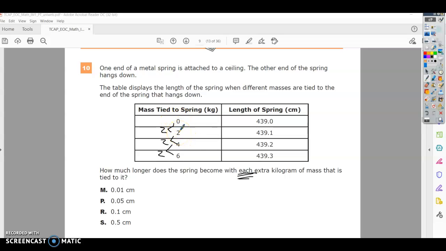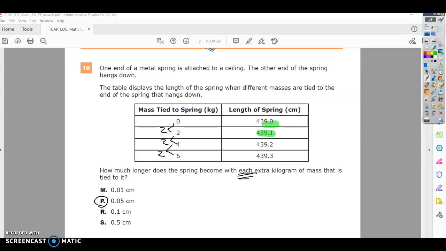To find out how much it goes by 1, what we have to do is take these numbers, add them up and then divide them. So you're just kind of finding the average. Since they're both 439, we can really just look at the tenths place. And 0.1 divided by 2 is going to be 0.05.